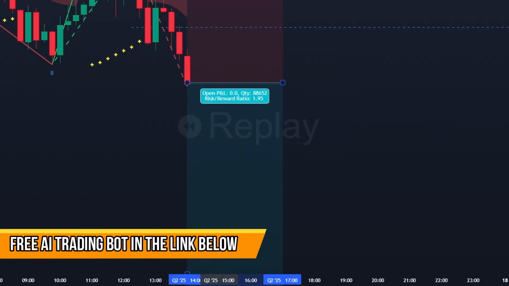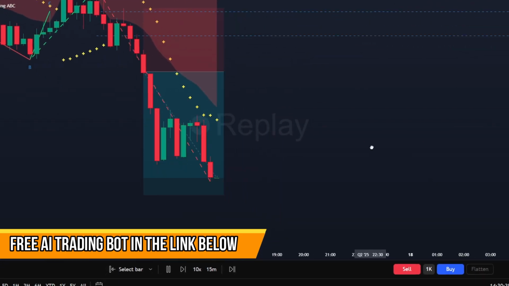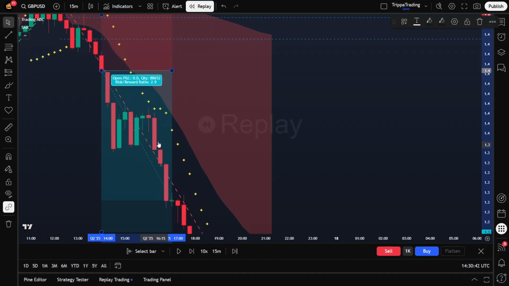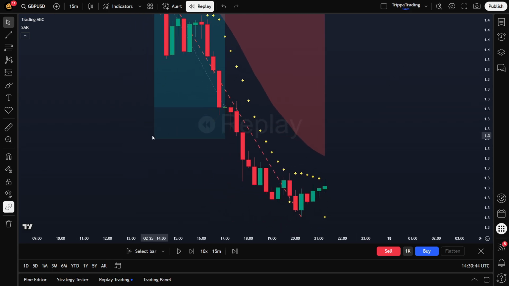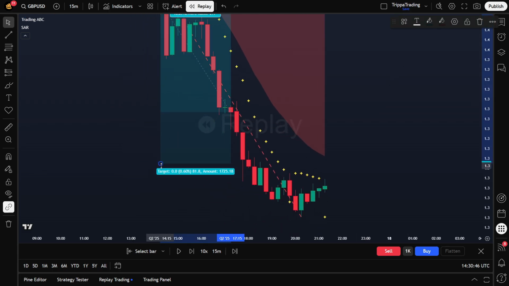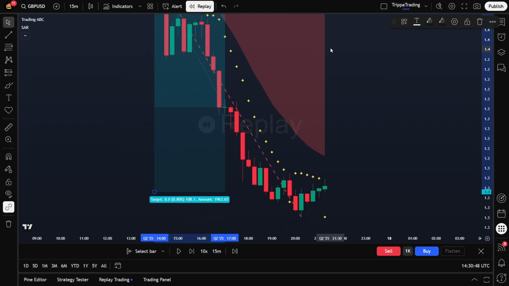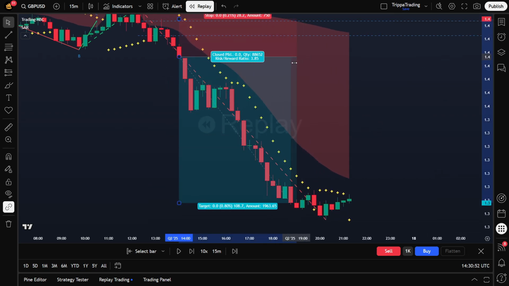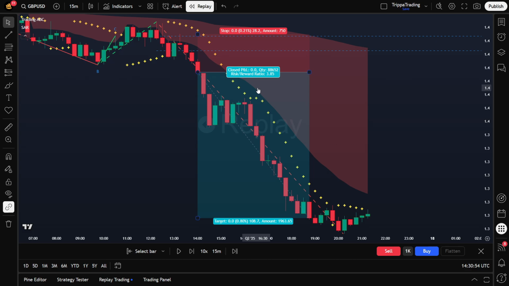Now let's be real, this strategy won't win 100% of the time. No trading strategy does. There will be false signals, there will be losses, and that's exactly why proper risk management is key. You need to use a risk management strategy that protects you from large drawdowns and helps you stay in the game long term.